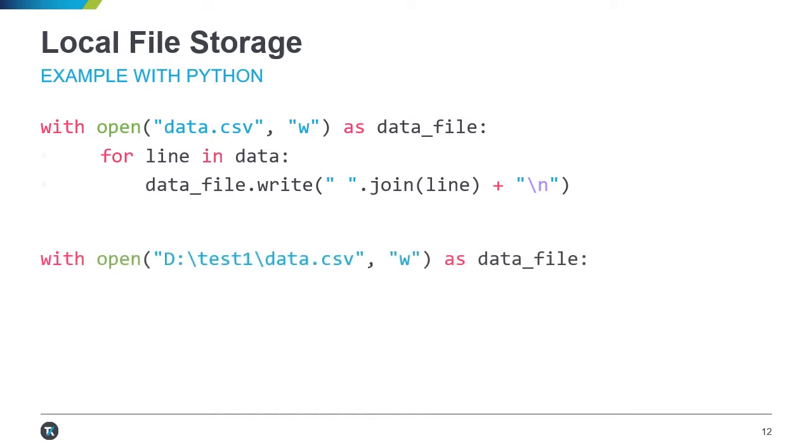So here, let's be a little bit more thorough with our file naming convention. So I'm going to save it to a separate drive, not on my C drive, but maybe to a USB drive or some other local storage on site, to a D drive. And I'm going to put it in a folder, test1, data.csv, everything looks good, and then I'll do the exact same process in that for loop.